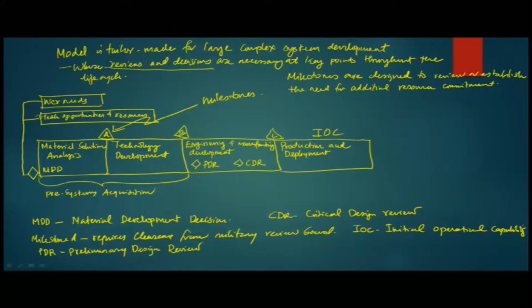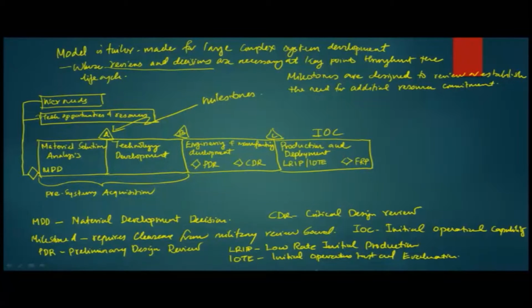Here what we do is LRIP and IOTE, that is one part, which is not a review, and then there is a review here, which is the FRP. So what are those? We will talk about this. LRIP stands for low rate initial production. So the low rate initial production happens here, and IOTE stands for initial operations test and evaluation. That's IOTE. So in the production and deployment phase, the LRIP and IOTE are done, where the low rate initial production and initial operation test and evaluation are done.